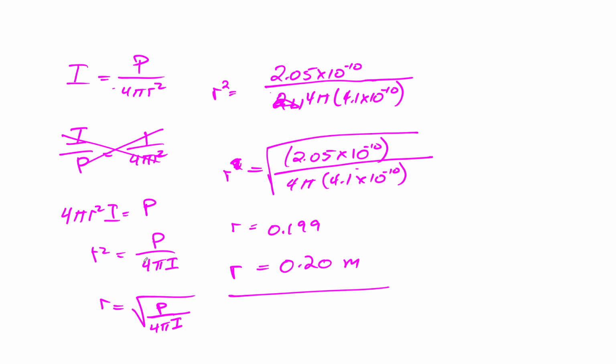We want to get R by itself, R squared, so it'll be P over 4 pi I. Take the square root of both sides to get rid of the square, and that's how we figure out the distance away from the source of the sound. I hope all this makes sense.